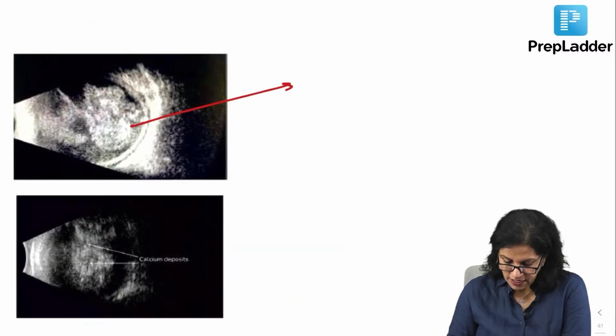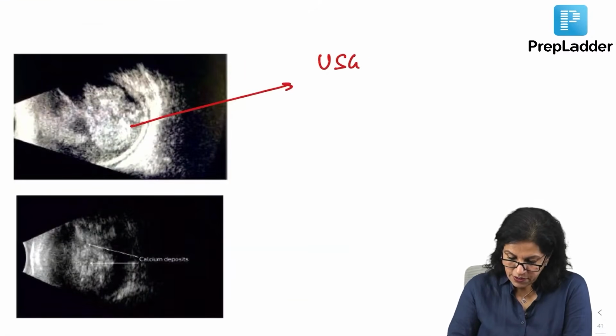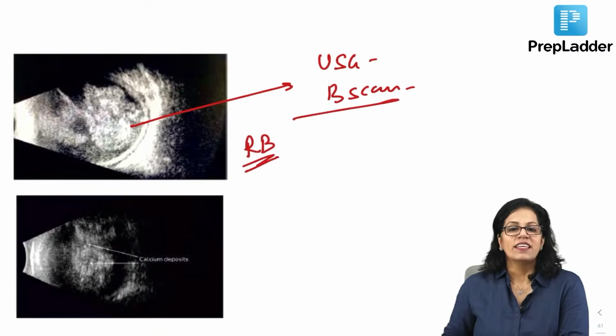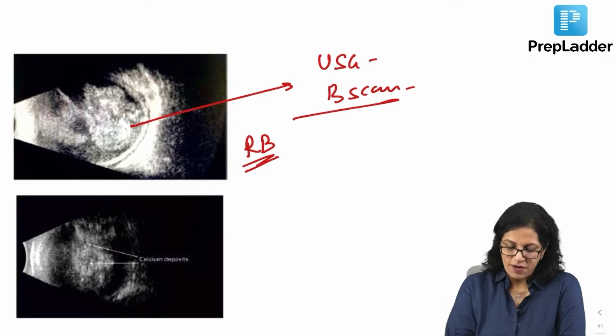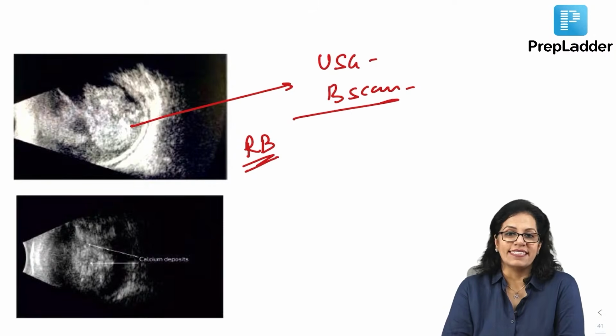If there are calcified deposits and you are looking at an ultrasound B scan, we have to answer retinoblastoma in this case. Okay. So maybe the presentation of the question was just to mess up your mind there. But if you had been alert, you would answer this.